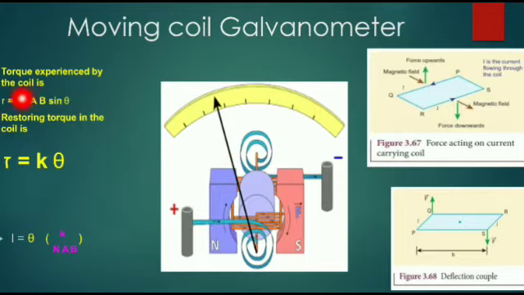So the torque made by the coil is tau equal to NIAB sine theta, and the restoring torque in the coil is tau equal to K theta, right? So the current I is equal to theta into K divided by NAB, the same as the previous equation. Theta is the deflection per unit twist. K is a constant, N is the number of turns, A is the area of rotation, and B is the magnetic field. Okay.